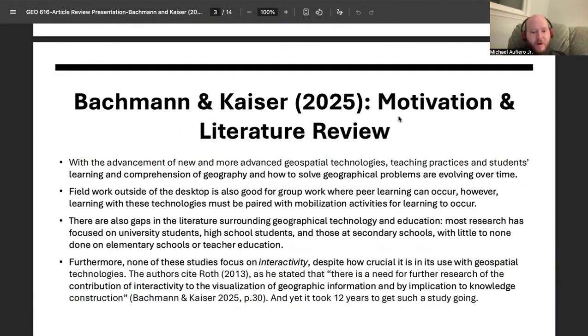So the authors cite Roth from 2013, 13 years ago today, 12 years ago from when the article was published. And he stated that there is a need for further research of the contribution of interactivity to the visualization of geographic information and by implication to knowledge construction. And that's from Bachmann and Kaiser 2025, page 30. They quote Roth 2013, and they're trying to expand on that idea that Roth presents. And yet it took 12 years to get this going.